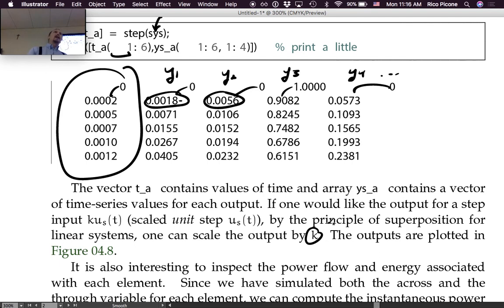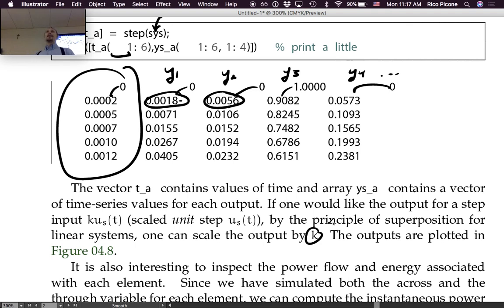We haven't really talked about this yet. We'll talk about this more, probably next semester. But if you multiply the input of a linear system by 5, and you already had the output for that system before you multiplied the input by 5, the output is also going to get a multiplicative factor of 5.